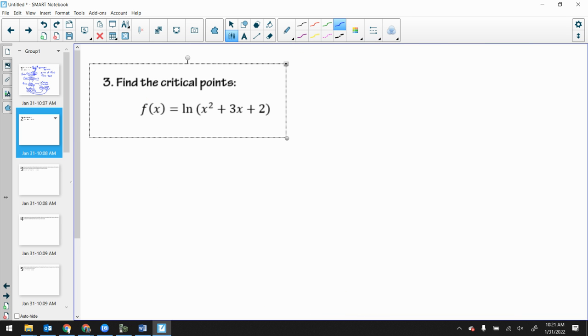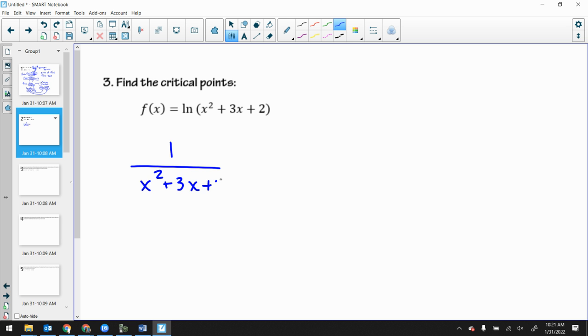Anyway, when I find the derivative of this, okay, ln of x, remember that this is kind of like a chain rule type thing, where I find the derivative of ln, which is 1 over that thing, right? Well, what is that thing? X squared plus 3x plus 2. And on the top, I would multiply by the derivative of the inside. Okay? So this is essentially 2x plus 3 over x squared plus 3x plus 2. There's my derivative.